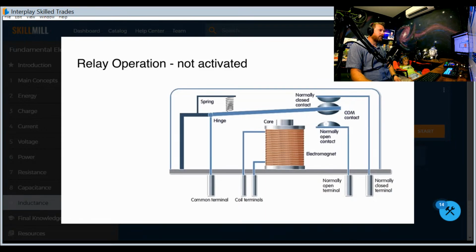Current in the external circuit, the big one being controlled by the relay, would flow from the common terminal through the armature onto the normally closed contact and out from the normally closed terminal.